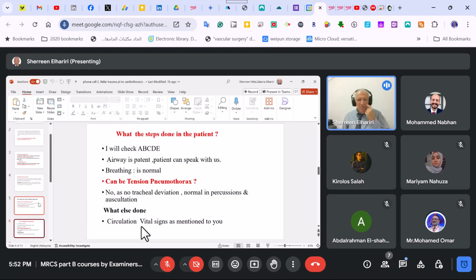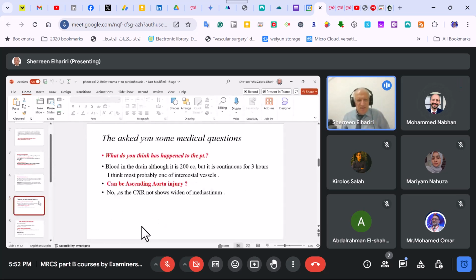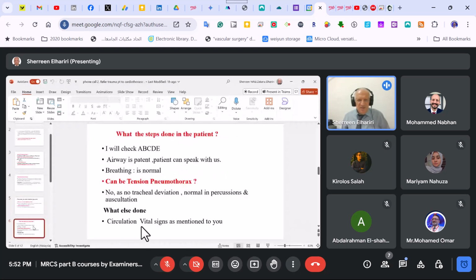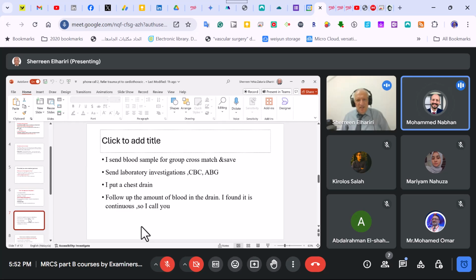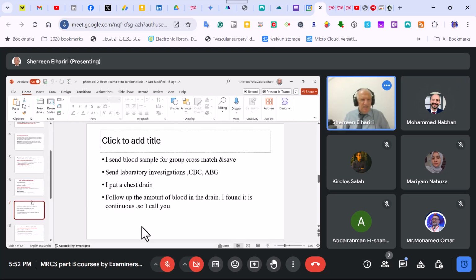So what does tension pneumothorax cause? What is the position of the trachea in tension pneumothorax? The trachea will be directed to the opposite side, and there will be diminished air entry on the same side. So we don't mention in the script that the patient is hyperresonant or any of this, so it is not tension pneumothorax. Okay, after AB, what is C? C is circulation.